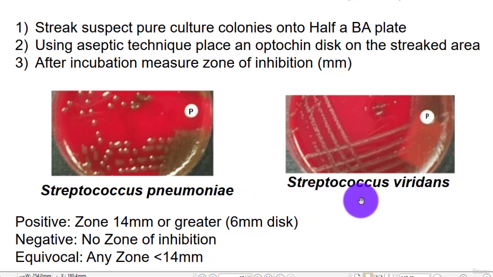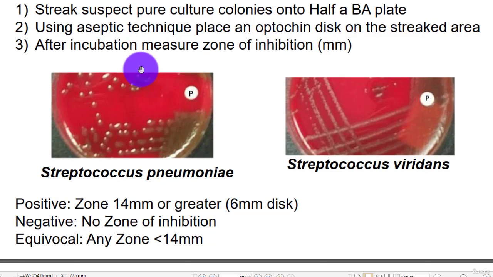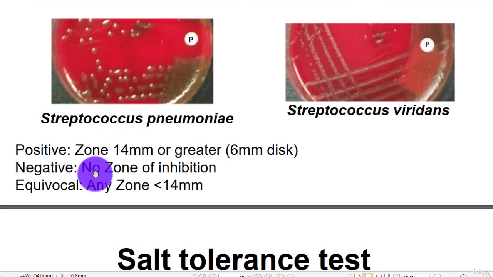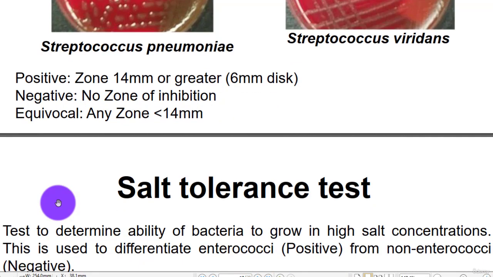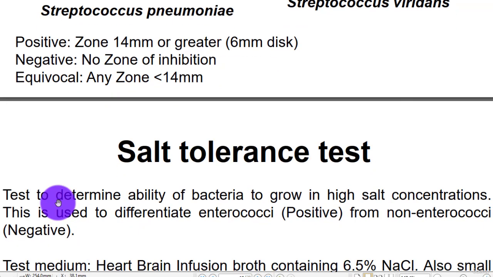Streptococcus pneumoniae or Streptococcus viridans. Using aseptic technique, place an optochin disc on the streaked area. After incubation, measure the zone of inhibition. Positive is a zone of 14 mm or greater with a 6 mm disc. Negative is no zone of inhibition. Equivocal is any zone less than 14 mm.